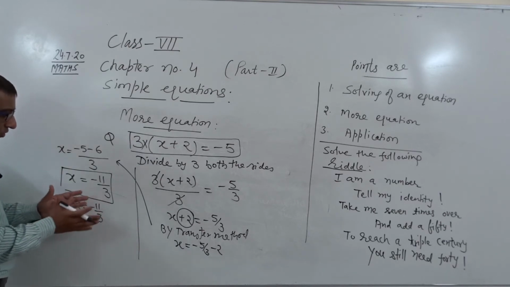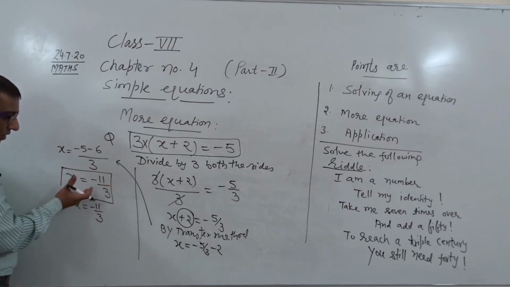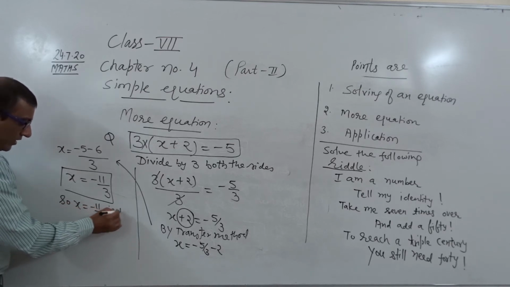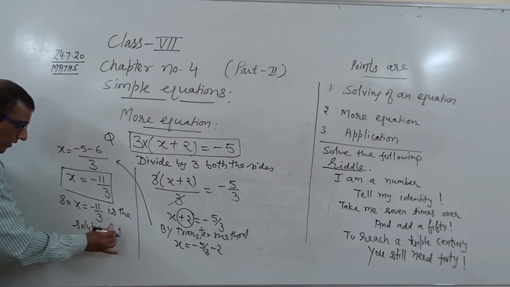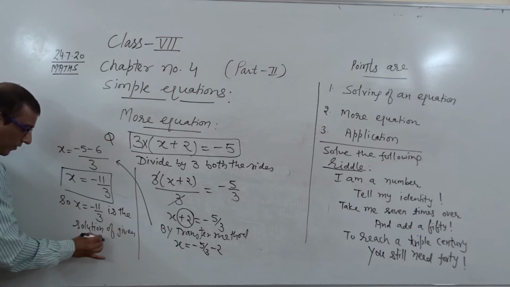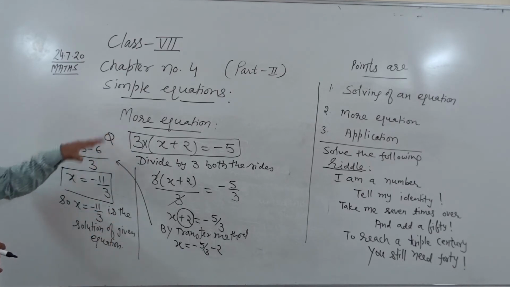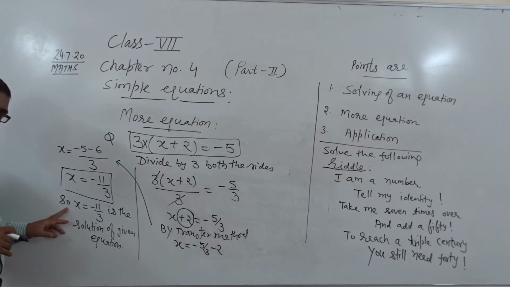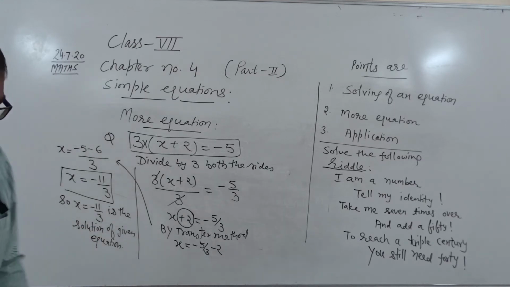During solving, please pay attention to the calculation part. Most of the students face difficulty in the calculation. If you see here, I am taking the LCM and then I will solve it. So I will get minus 11 upon 3. So x equals minus 11 upon 3 is the solution of the given equation. I hope with the help of this question you will easily understand the concept of more equations by using the transfer method. At last you have to definitely write this line: x equals minus 11 upon 3 is the solution of the given equation.